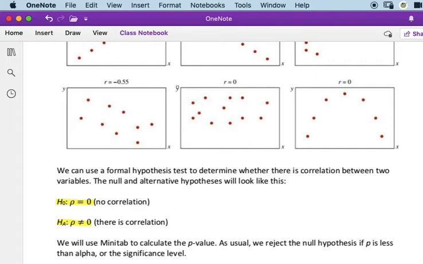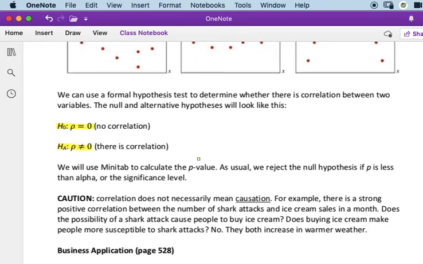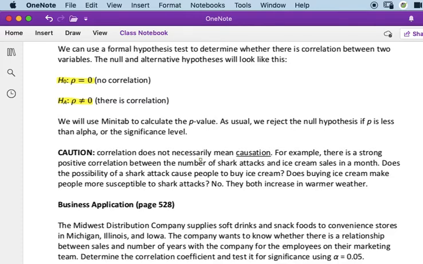And as usual, reject the null hypothesis if the p-value is less than the alpha or significance level given to us in the problem. So keep in mind, correlation does not necessarily mean causation. For example, if we looked at the number of shark attacks and ice cream sales in each month, we would find a positive correlation.